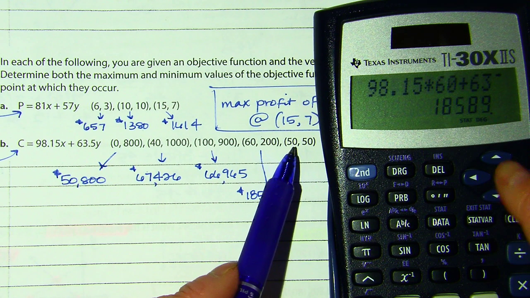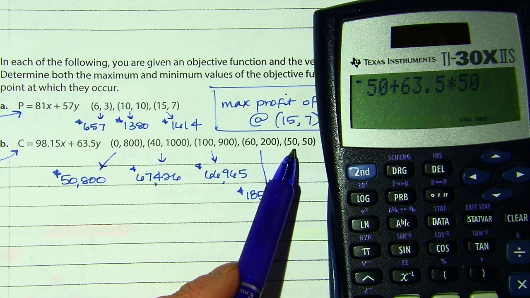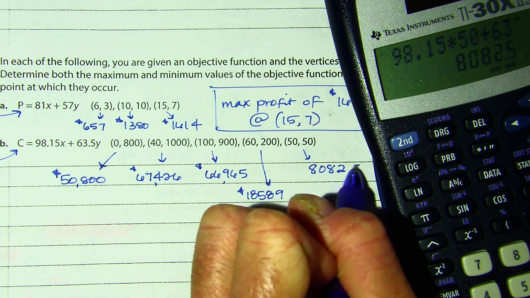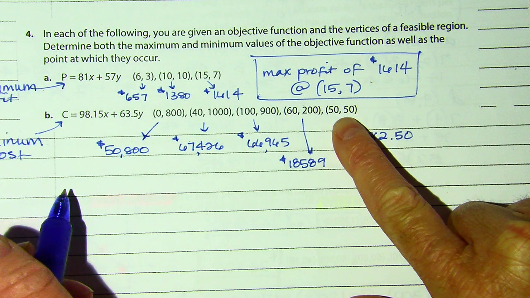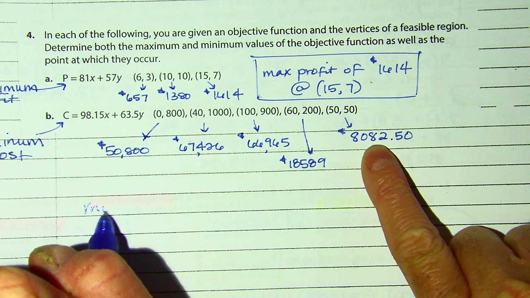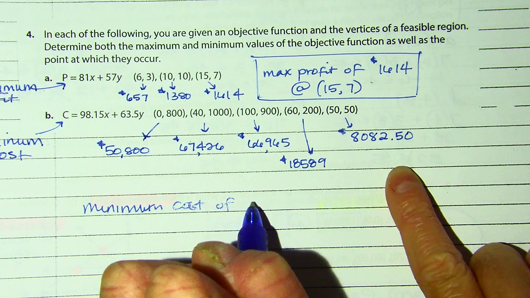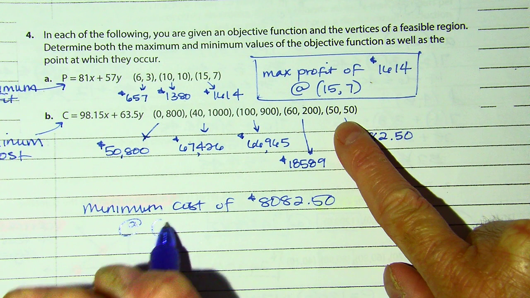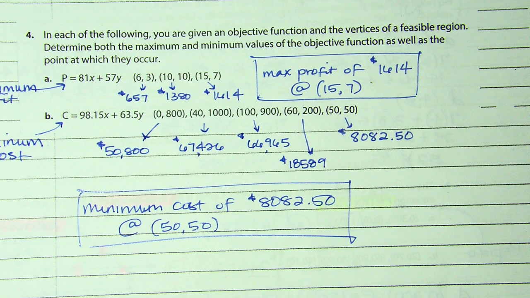Last one, I'm multiplying each by 50. So I'm going to go up here and change it: 98.15 times 50 plus 63.5 times 50. And I get a cost of $8,082.50. So I'm looking for my minimum, which in this case is this last one. That is the smallest amount. So minimum cost of $8,082.50 at the point (50, 50). That's how you would state it on your homework.